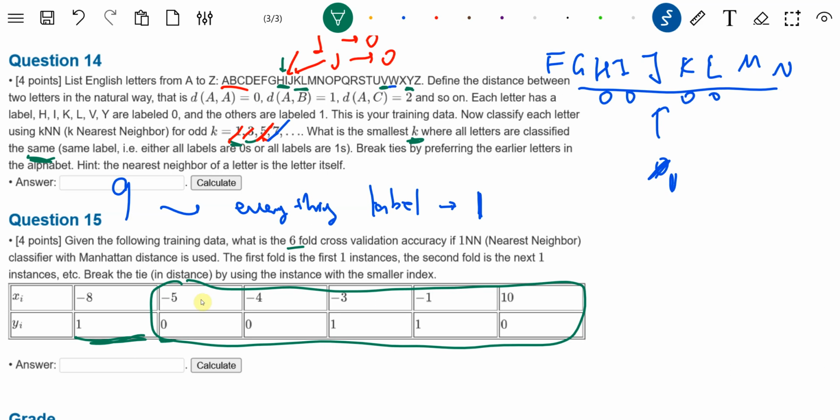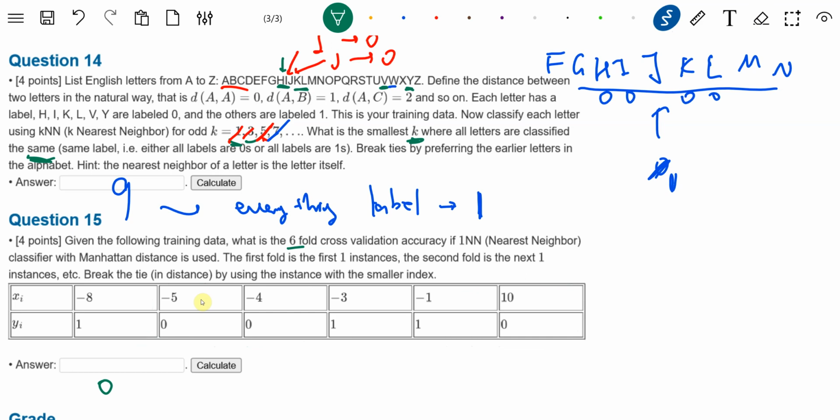The axes are sorted already, so it's very easy to see the nearest neighbor. The nearest neighbor is just 0, so I will label it as 0, so that's wrong. Next, let's leave this one out. The nearest neighbor of this, comparing -8 and -4, is -4. That's the nearest neighbor, so I'm going to predict 0.